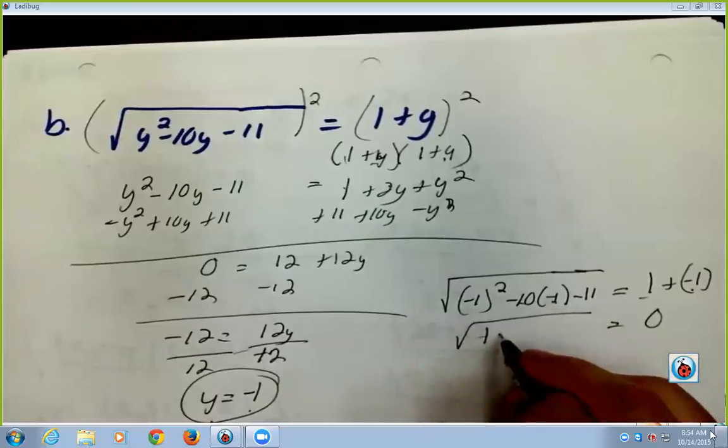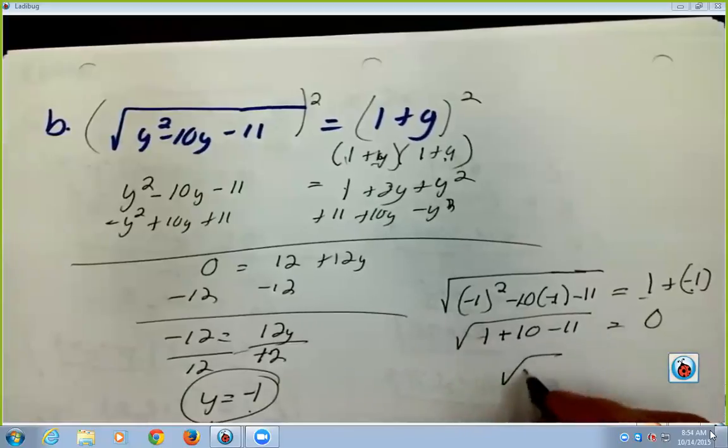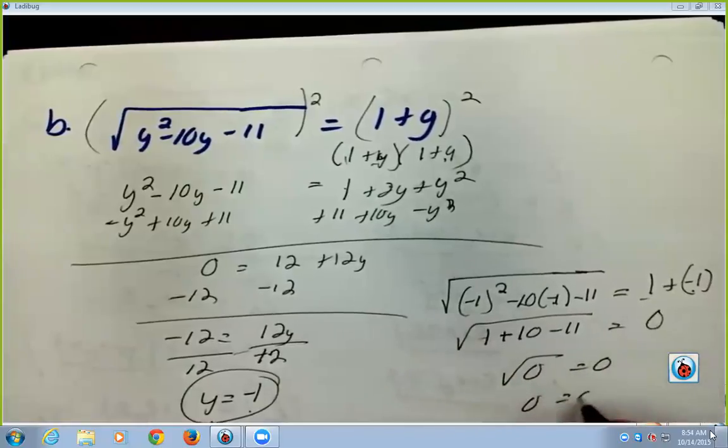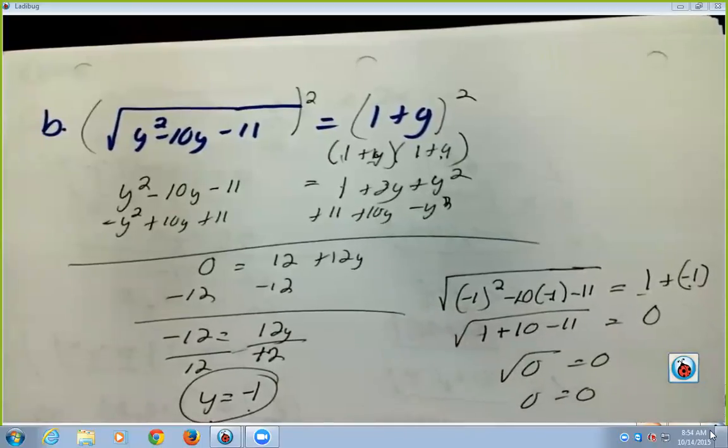Well, 1 is 0. So I'm going to find out if I get negative 1 times 1 positive 10. And sure enough, I get the square root of 0. And the square root of 0 is 0. So therefore, I know that I have my solution. Good or not good?